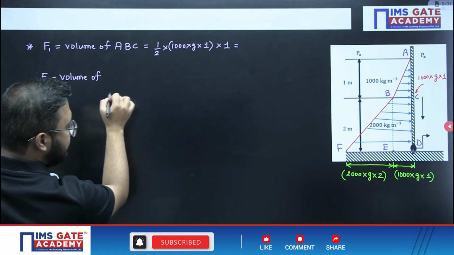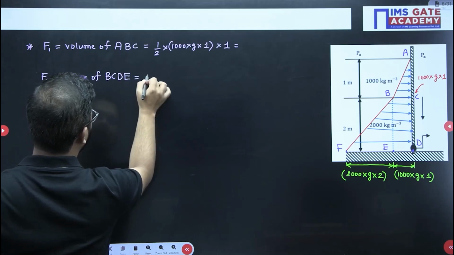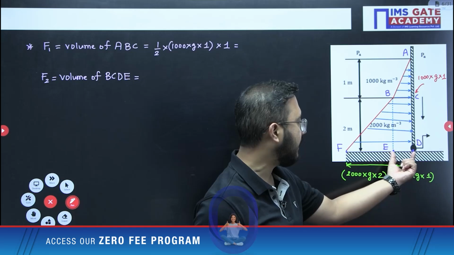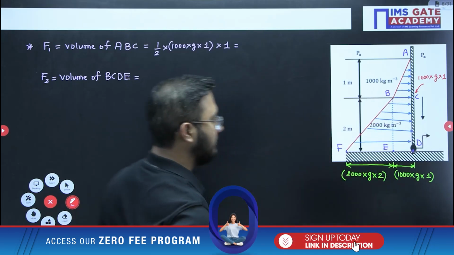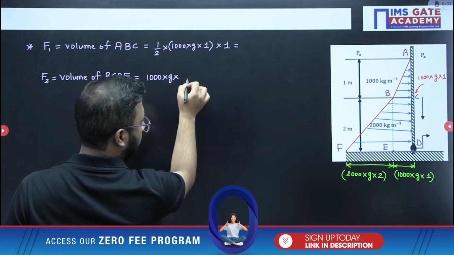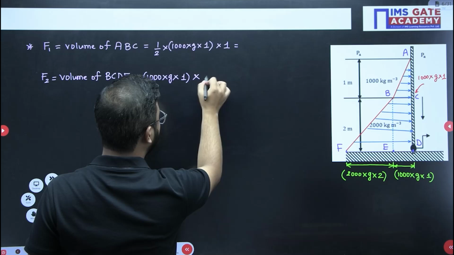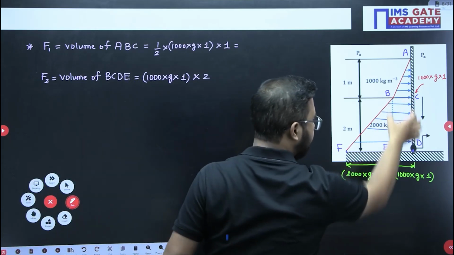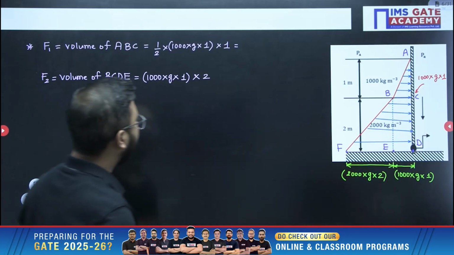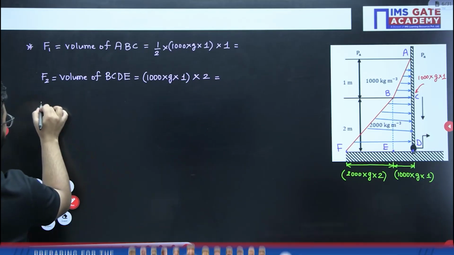Volume of BCDE. So in this case it is a rectangle. So for the rectangle it will be 1000 rho g, this ED, multiplied by the CD distance. That CD distance is nothing but 2 only. So this BC and DE, that is 1000 into g into 1, and this one, that is 2. Now this calculation we will do, and then finally F3.